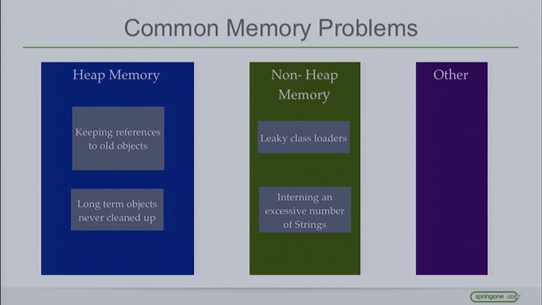In your non-heap memory, the most common problems are leaky class loaders. If something's keeping references to your classes and you try to redeploy, those classes might stay around, and then you get the newly loaded ones and you'll see your permgen go up. Also, if you use an intensive amount of interned strings, that can also cause an out of memory in your permgen.